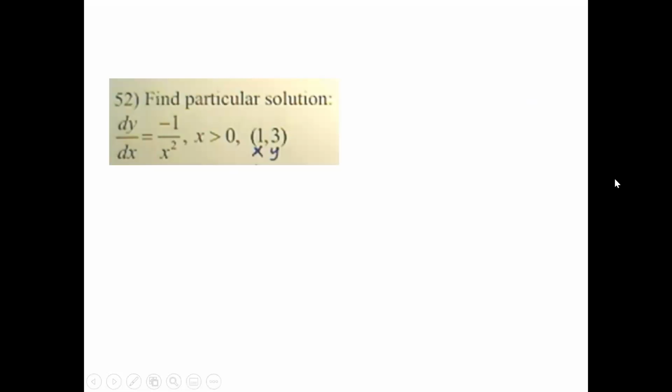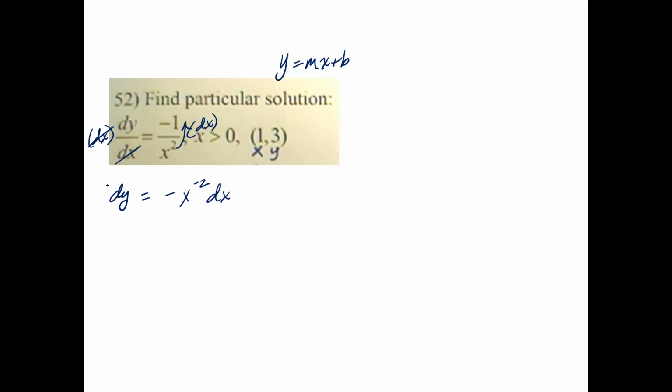All right, so for number 52, if you take a look at this right here, it says find the particular solution, and what they're asking you for is to put your answer so that it is in a straight line. Here you have dy over dx. Now, first thing you want to do is have your x's and y's separated. So to get rid of this dx on the left side, I'm going to multiply dx on both sides. So you have negative x to the -2 dx.